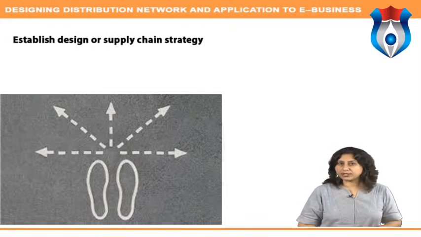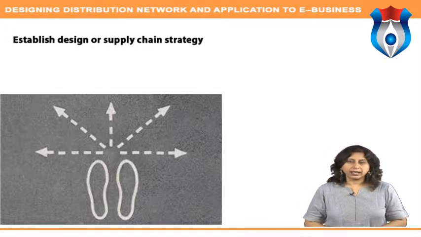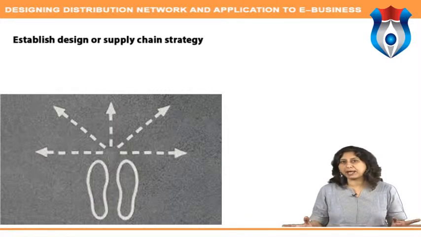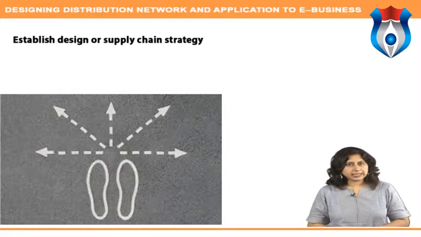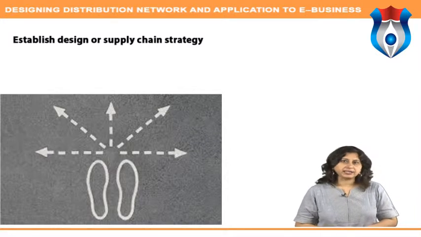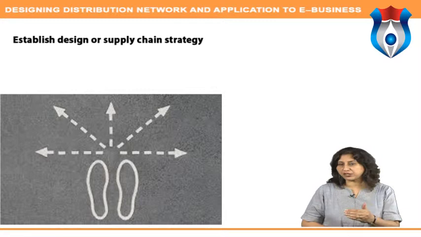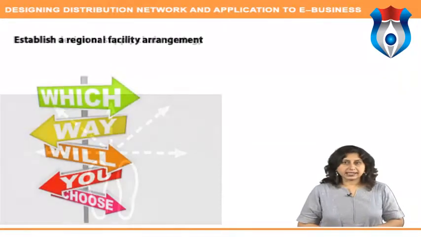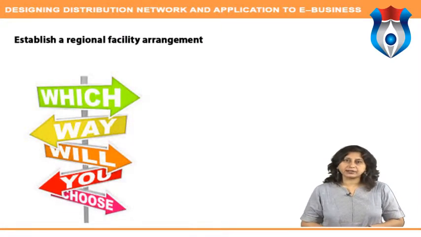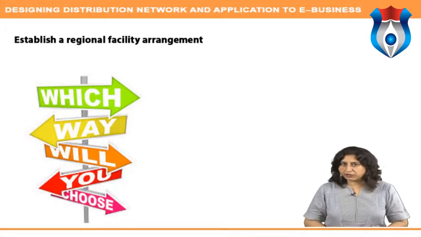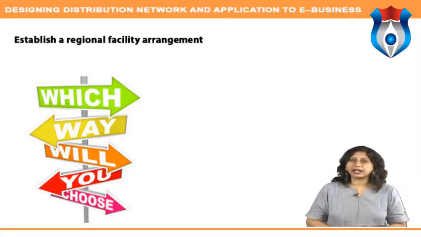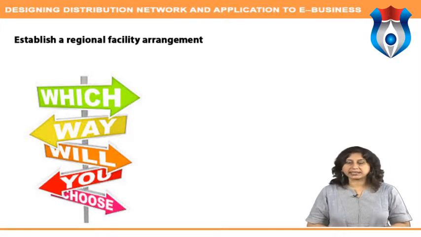Establish the design or supply chain strategy. The purpose of this phase is to establish a major supply chain design. This also includes specifying the stages in the supply chain and every supply chain function to be used. Establish regional facility arrangement. The purpose of this phase is to identify the areas where facilities will be placed, the rules and regulations, and capacity.